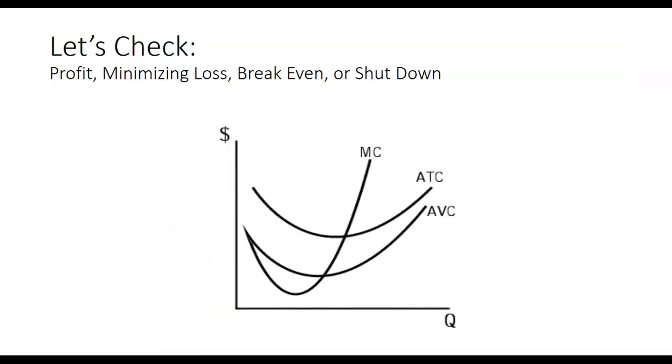All right, so let's check where would a profit be, or minimizing loss, or break even, or shut down. So think about this one. Where's this? That's profit. That's minimizing loss. That's break even. And that's shut down.